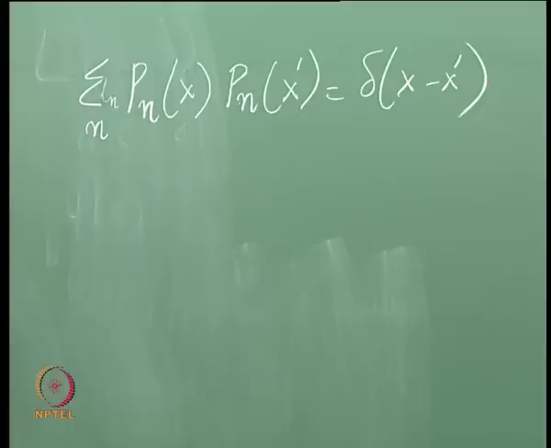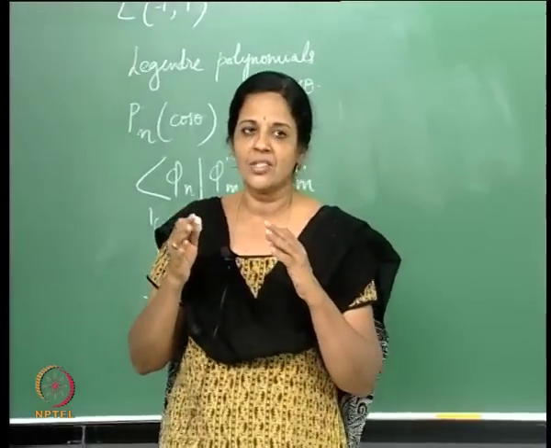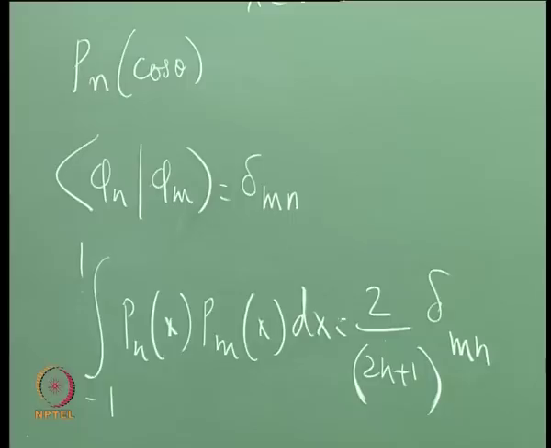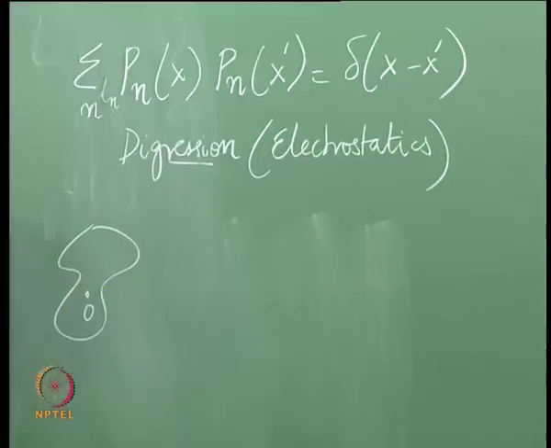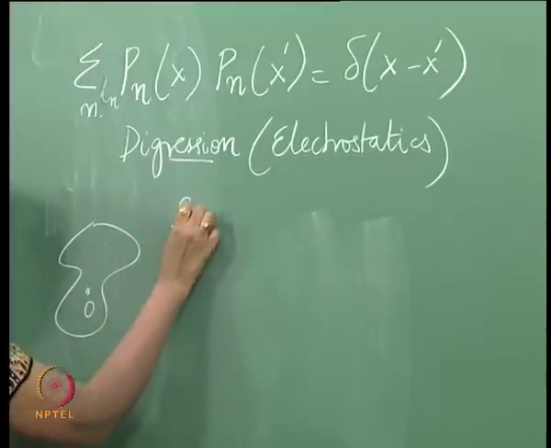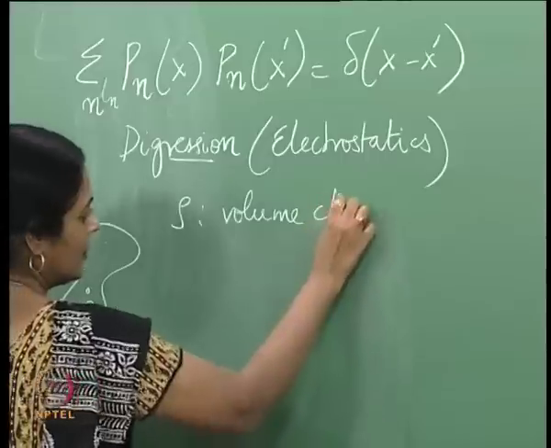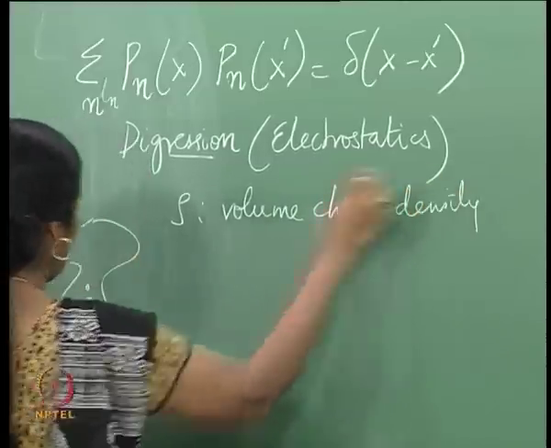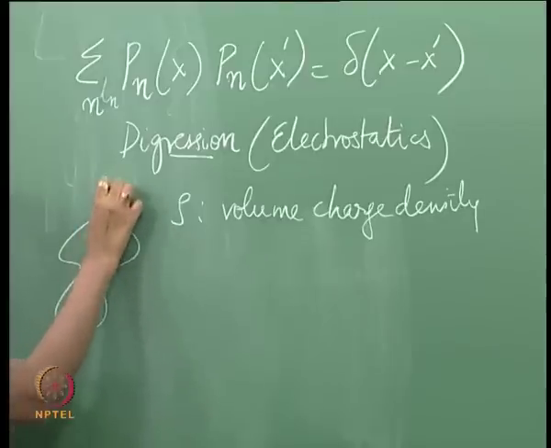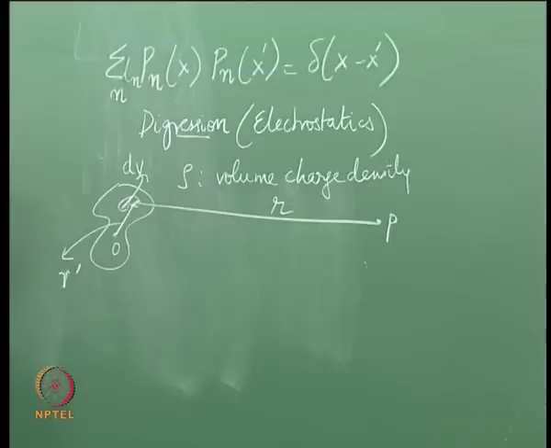Take the example of trying to find out the potential far away from a static charge distribution, an arbitrary charge distribution. This is a digression. We recall what we learned from electrostatics. So, you have an arbitrary charge distribution. This is the origin, and it is a uniform volume charge density rho. Let me take a small element here dV, which is at a distance r prime from the origin of coordinates. Now, I want to find out the potential at some point P, which is pretty far away from this arbitrary charge distribution, let us say at a distance r from it.